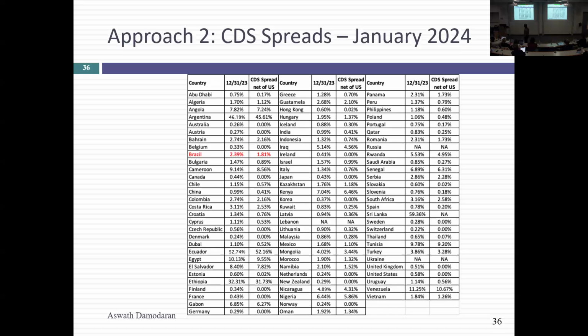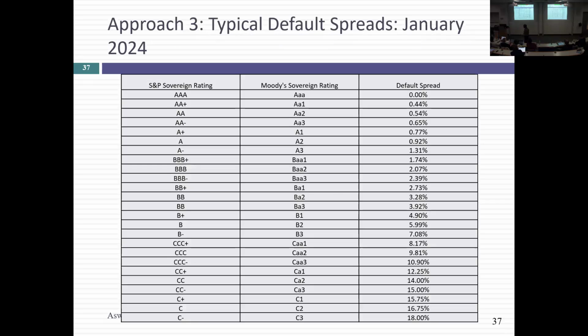Now, I subtracted out the US CDS spread. The 1.81% is my cleaned up estimate of the default spread. So at this point, I have 1.87% from the government bond, 2.39% from the sovereign CDS, and 1.81% from this cleaned up sovereign CDS. And here's the third approach.